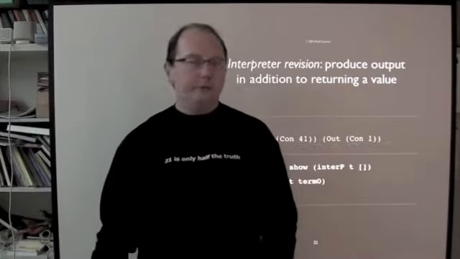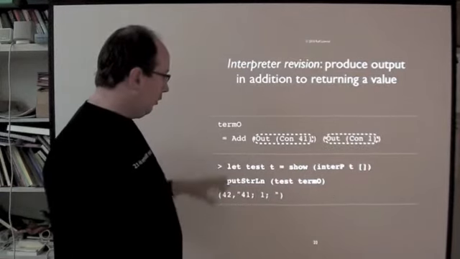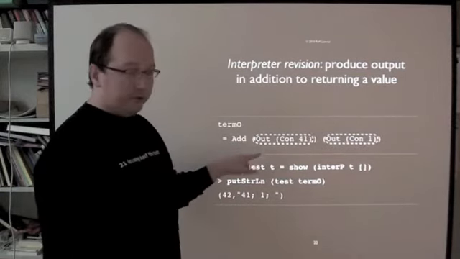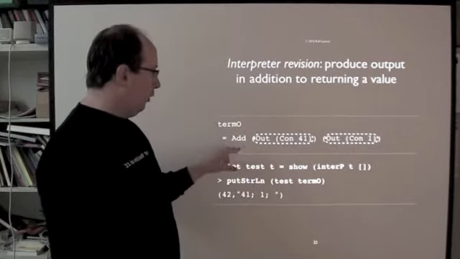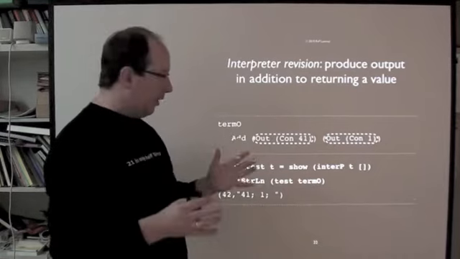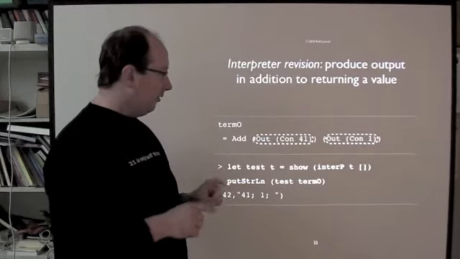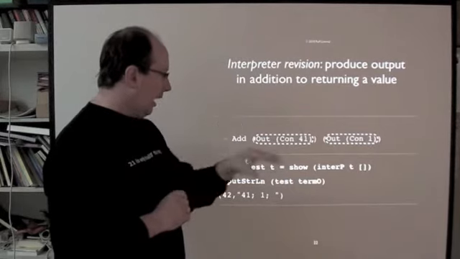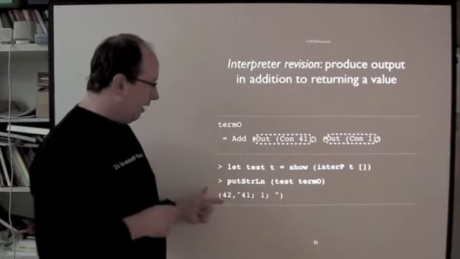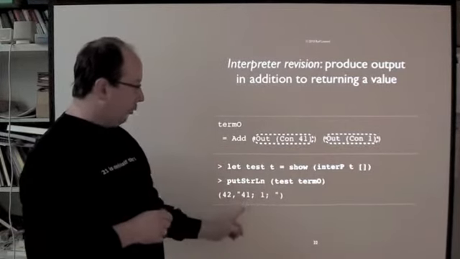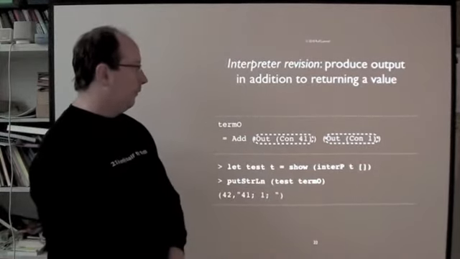Okay, another revision. Now let's try to produce output. So we envision such an additional construct here out, so that whenever we construct a term, we can basically wrap up subterms to mean that we want to see the result of that subterm in the output, right? So if we compute 42 in this complicated way, then we also want to see 41 for this subterm and 1 for this subterm in the output.